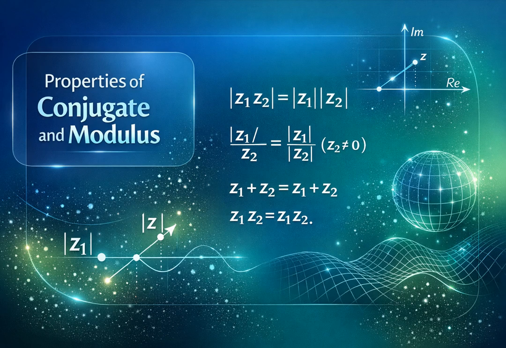Important properties of conjugates and modulus. The modulus of a product equals the product of moduli. The modulus of a quotient equals the quotient of moduli. The conjugate of a sum equals the sum of conjugates. The conjugate of a product equals the product of conjugates. These properties simplify many calculations.